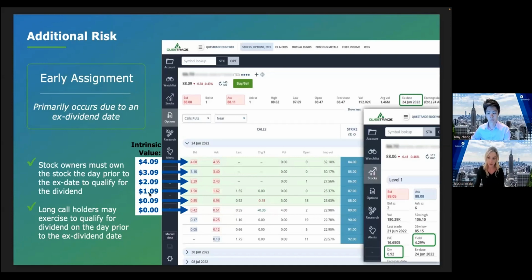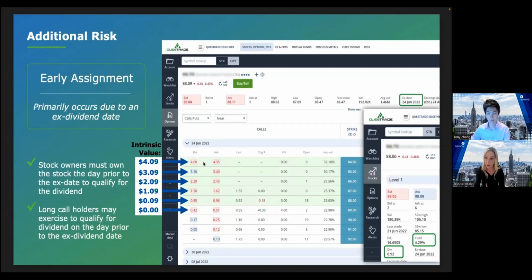I have the intrinsic value on the screen, and intrinsic value is just the actual value of the contract. So this is the strike price 84. If I have the right to buy at 84 and the stock is trading at 88.09, that means this option contract should be worth at least $4.09, which it's got a really close expiration date. It's this Friday, so there shouldn't be anything more in excess of that.